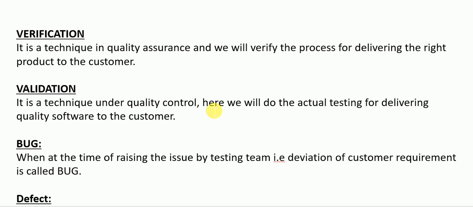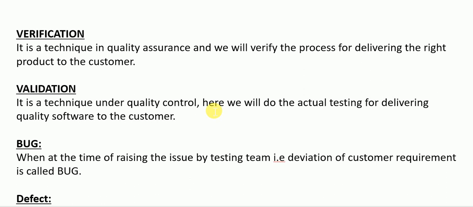So verification comes under quality assurance. Validation comes under quality control. In real time, there are separate teams. The quality assurance team will take care to verify everything. We can also call them an auditing team. Are we following the standard processes or not? They are going to verify. The validation team is nothing but the actual testing team, where they validate the entire application according to the client specifications, whether it is working correctly or not.